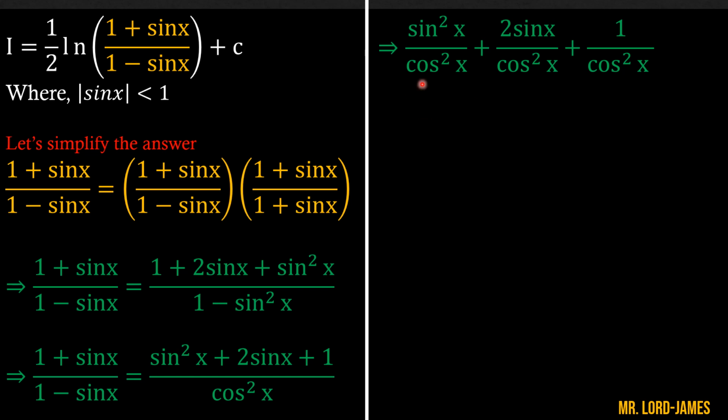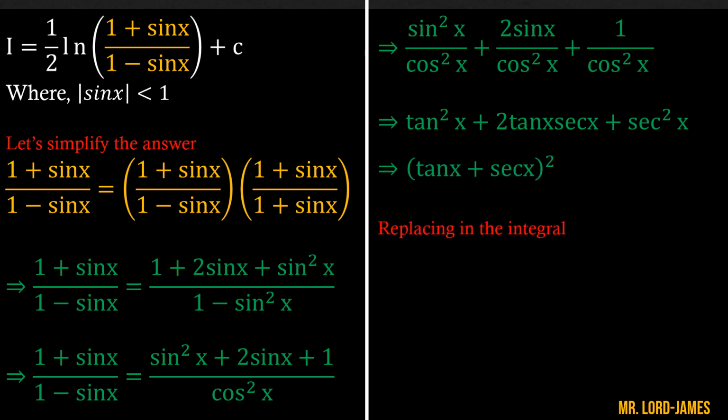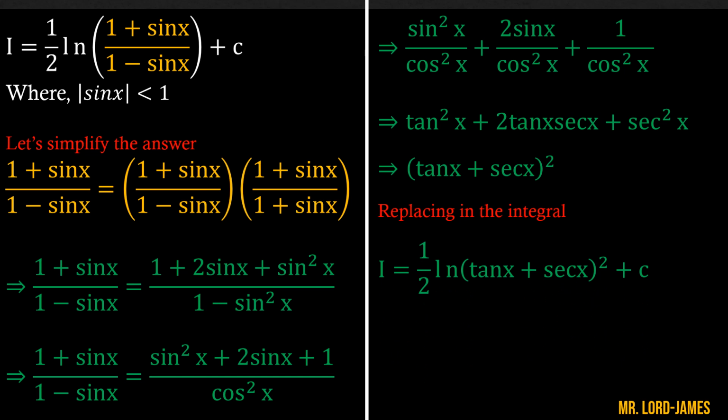With this said, we clearly see that this is the expression of tan squared x, this is the expression of 2 tan x sec x, and this is the expression of sec squared x. So basically, we see that this is a perfect square, that is tan x plus sec x, all of that squared. If we now replace this in the integral, I will be equal to a half times the natural logarithm of tan x plus sec x all squared, which is similar to 1 plus sine x divided by 1 minus sine x.